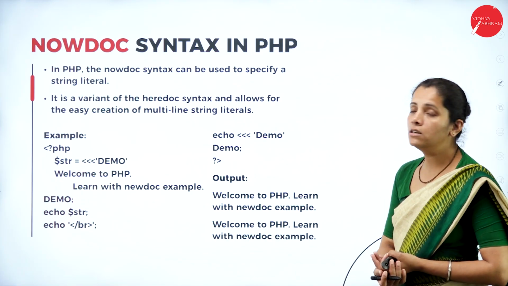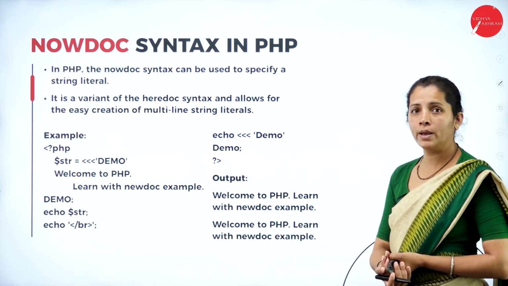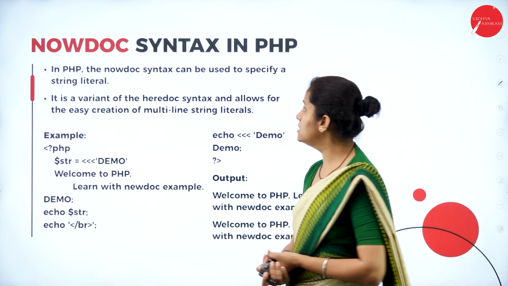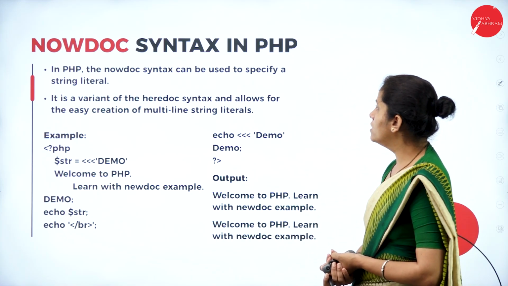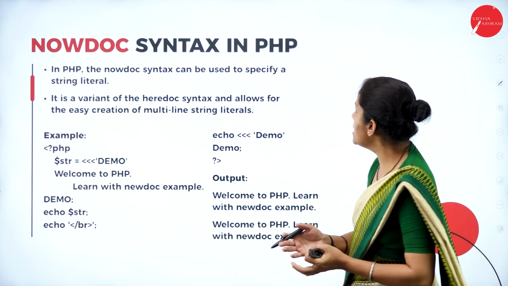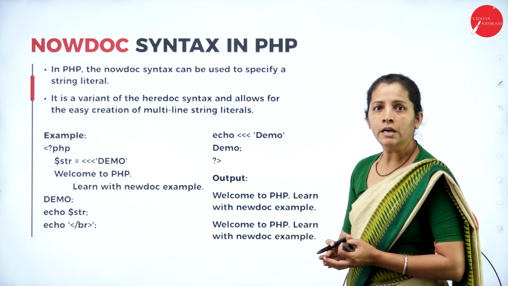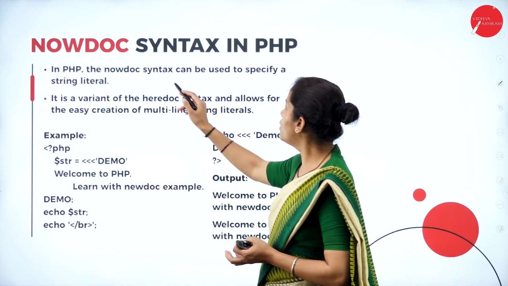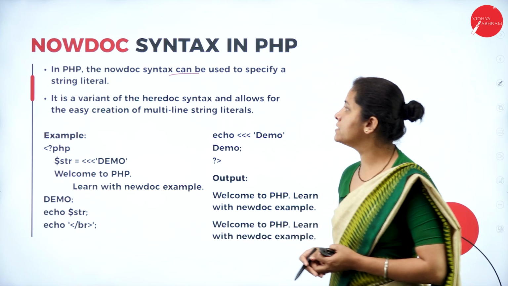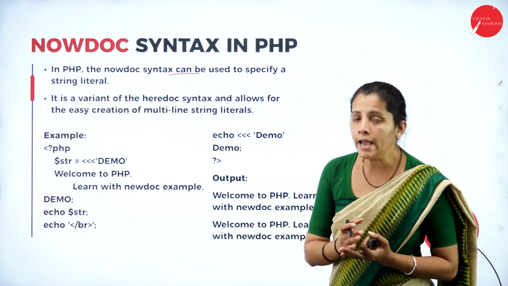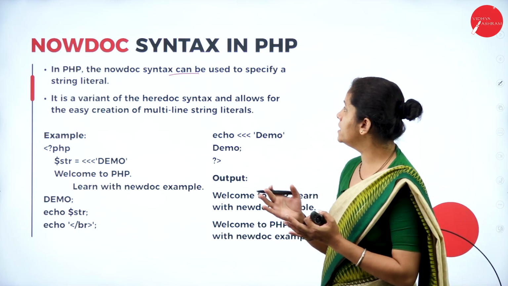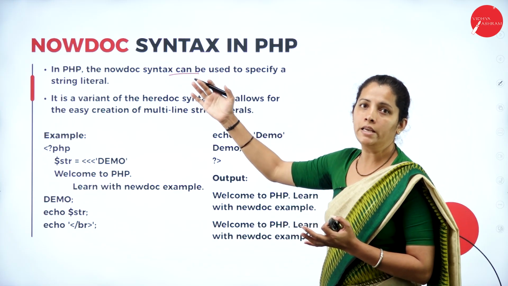Now, if I consider another type of representing string literal, that is now doc. Why do I use now doc? It is similar to here doc. So now doc syntax can be used to specify string literals. So dear student, then what is the difference between now doc and here doc?